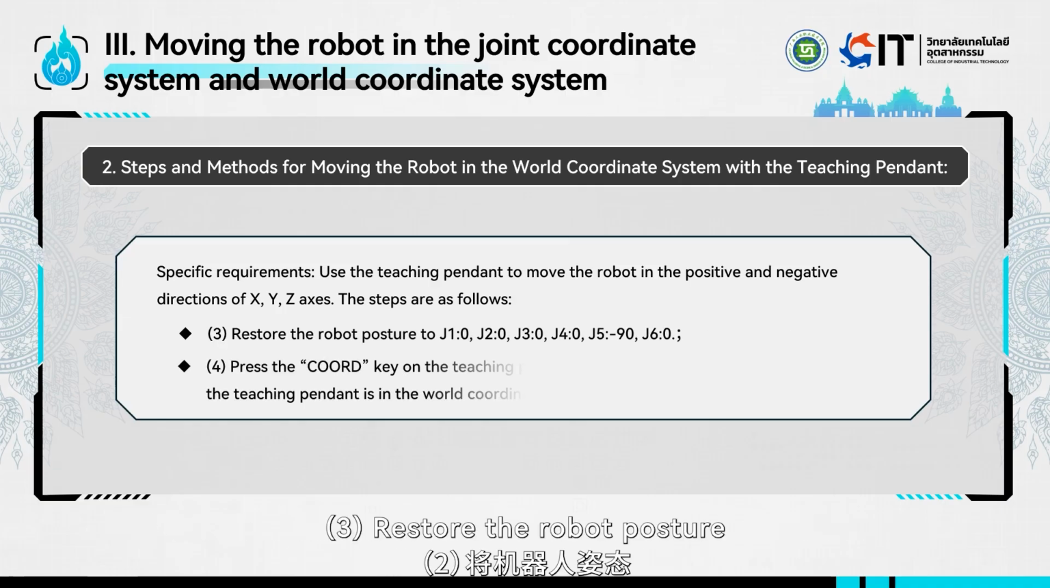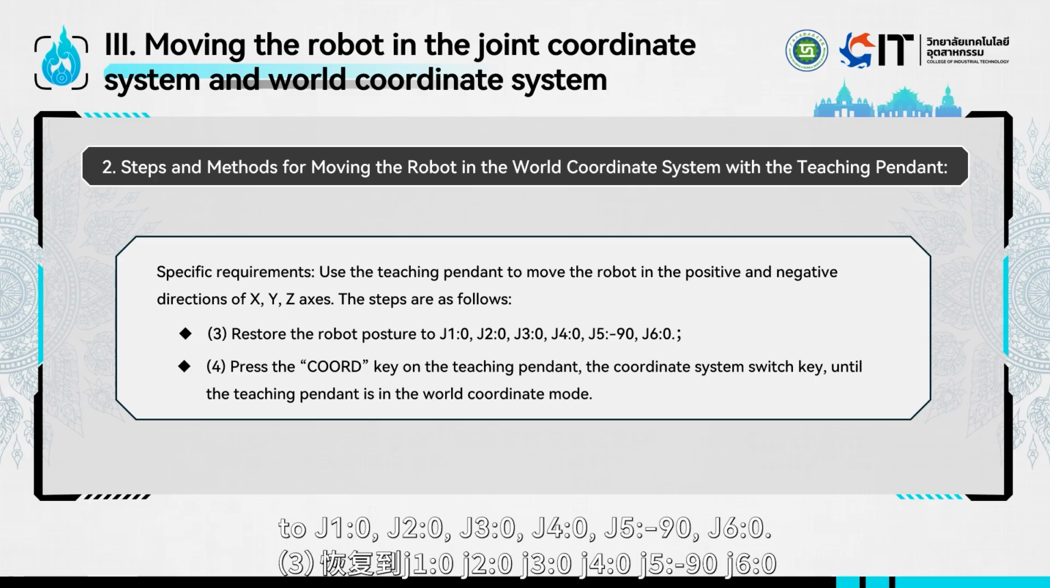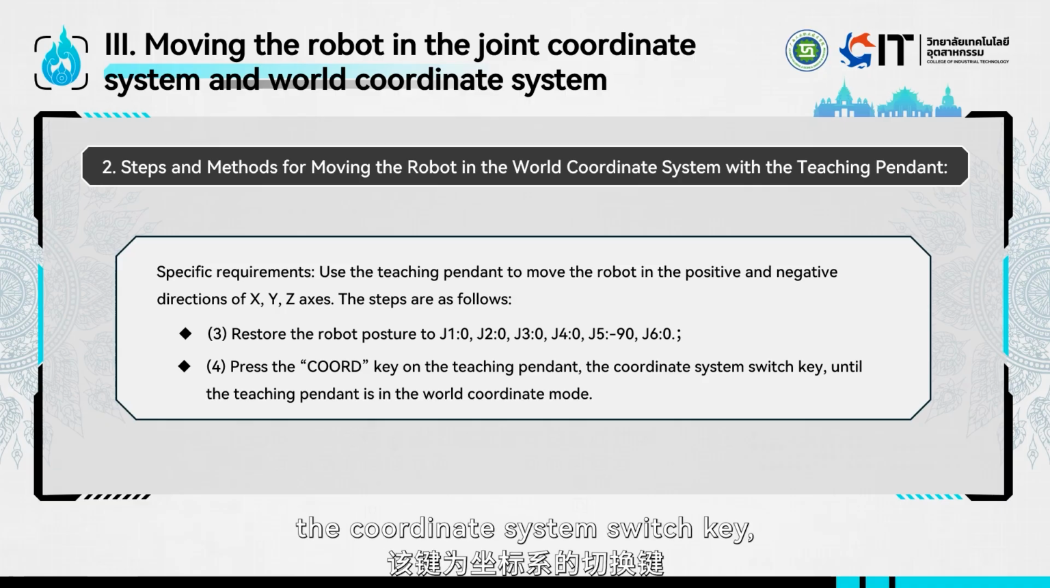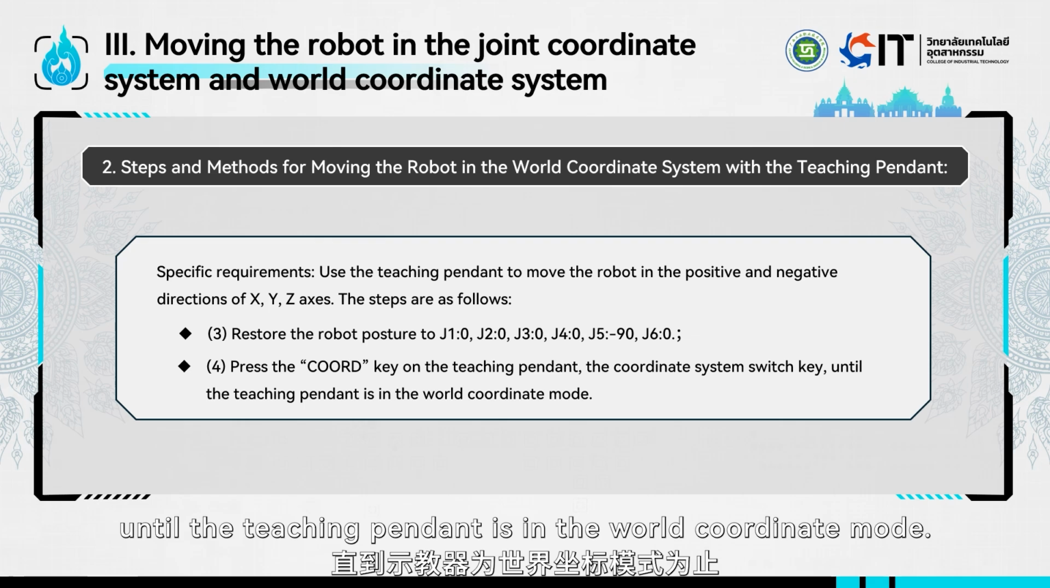3. Restore the robot posture to J1 to 0, J2 to 0, J3 to 0, J4 to 0, J5 to -90, J6 to 0. 4. Press the coordinate system switch key on the teaching pendant until the teaching pendant is in world coordinate mode.